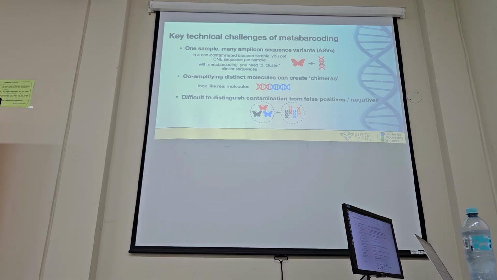Okay, chimera. And it's difficult to distinguish contamination and false positives and negatives. So sometimes, for example, you have three species, but you maybe get four sequences. And it's hard to tell.